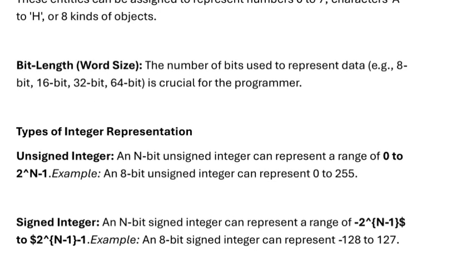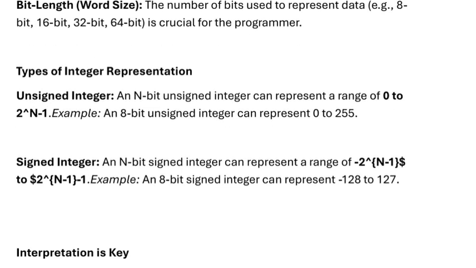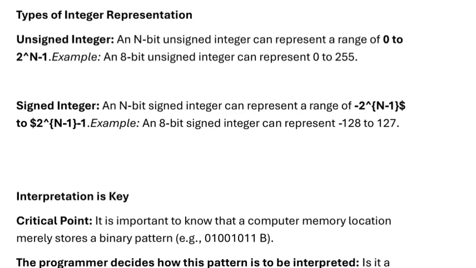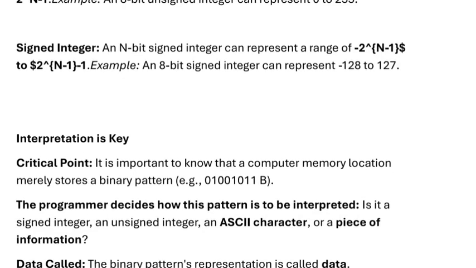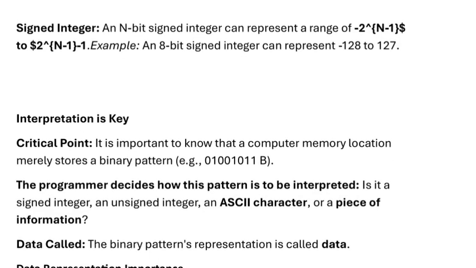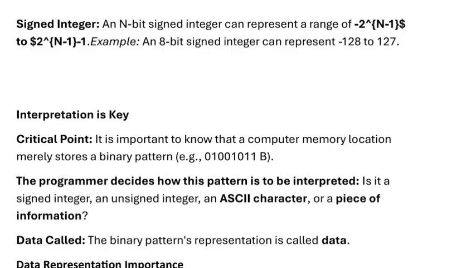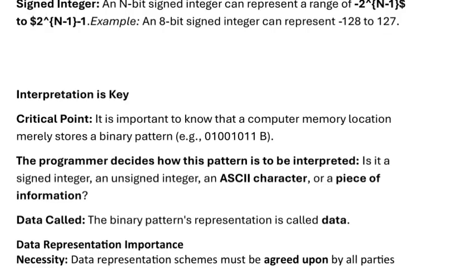Types of integer representation. Unsigned integer: an n-bit unsigned integer can represent a range of 0 to 2^n - 1. Example: an 8-bit unsigned integer can represent 0 to 255. Signed integer: an n-bit signed integer can represent a range of -2^(n-1) to 2^(n-1) - 1. Example: an 8-bit signed integer can represent -128 to 127.